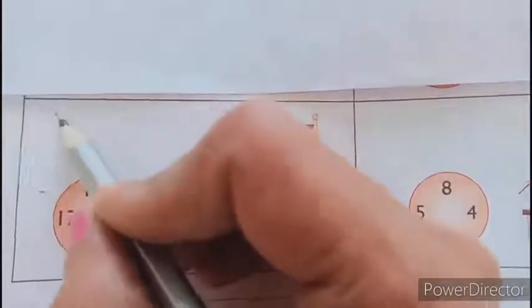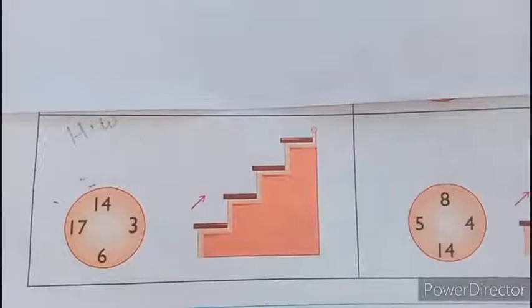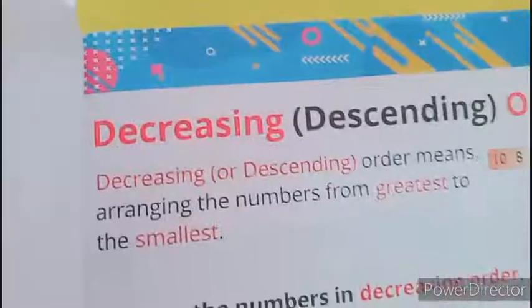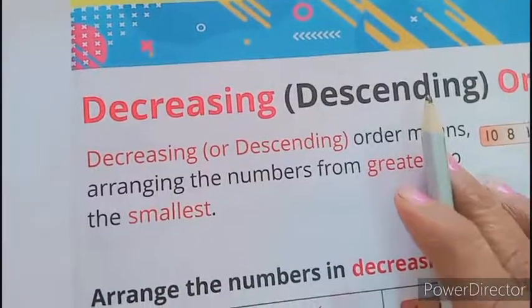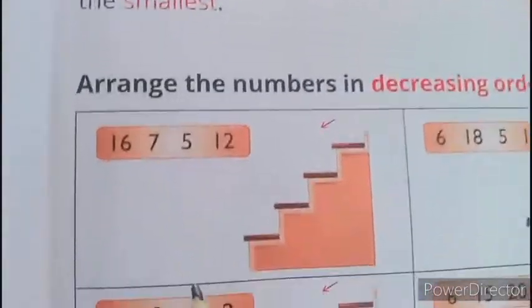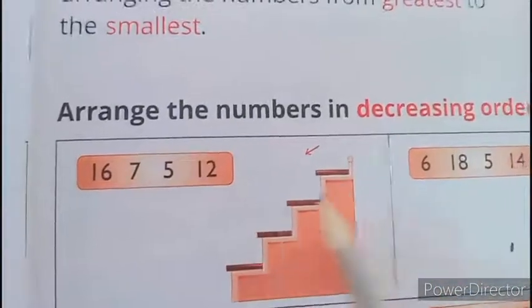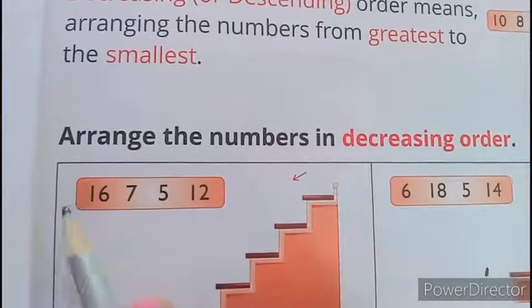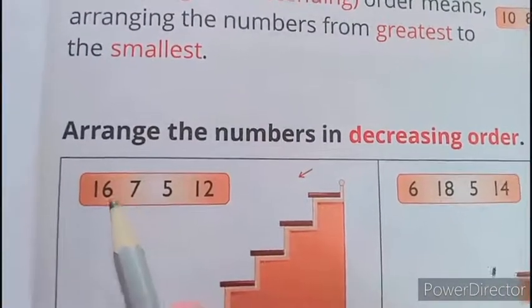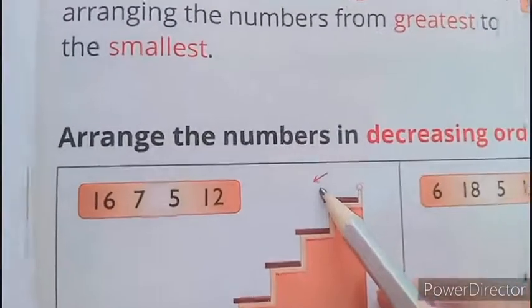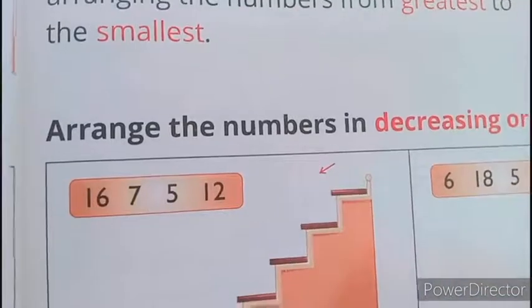Now, these last 2 are your homework, dear kids. Okay? Now, take out page number 35, dear kids. That is descending order. Yes, I think you have understood this topic. We have to arrange these numbers from greatest to smallest. Look at this arrow, dear kids. This arrow is going down.